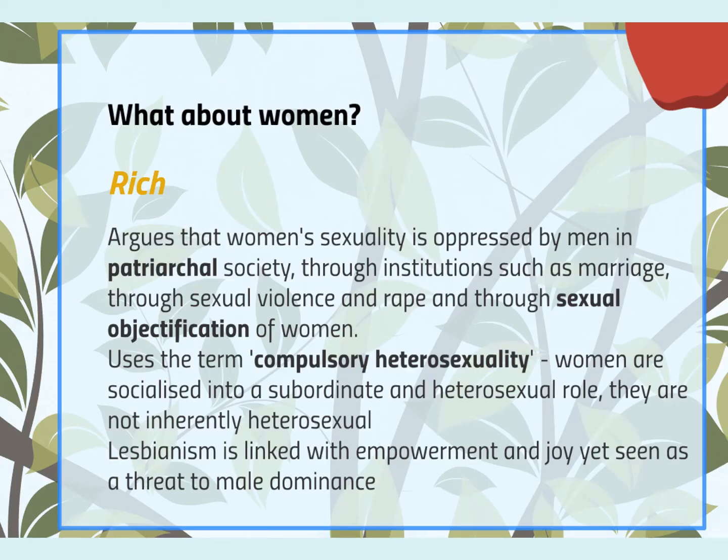The previous studies that we have looked at have all focused on male homosexuality, but we also have a study from Rich, who talks about lesbianism. Rich argues that women's sexuality is oppressed by men in patriarchal, male-dominated society. It's assumed in our society that women will be heterosexual and will grow up to get married to a man and have children. Rich argues that women are socialized into compulsory heterosexuality, where they are subordinate to men. She is suggesting that heterosexuality is a social construction brought to us by patriarchy. She notes how lesbianism is often linked with empowerment and joy, yet it is seen as a threat to male dominance. This is due to it going against patriarchal expectations.